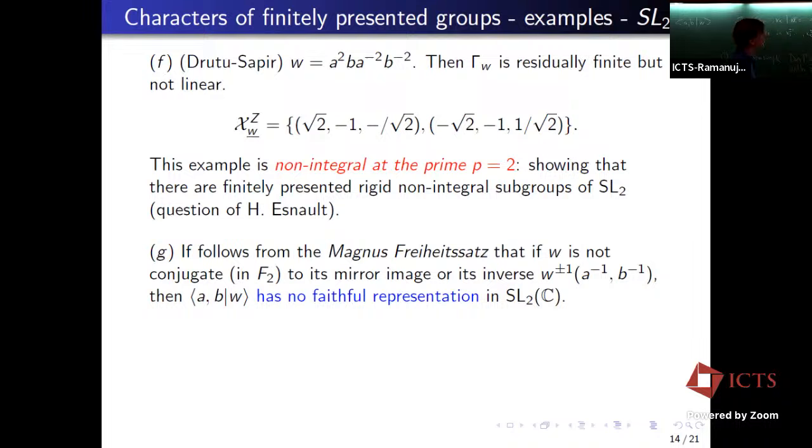information I have on this problem is a small remark, which is that using the Magnus Freiheitssatz, which is a theorem about one-relator groups, it's easy to see that if W is not conjugate in the free group to its mirror image, so you read the word from right to left instead of from left to right, or to the inverse of the mirror image, then this one-relator group has no faithful representation in SL2C. And this condition on the mirror image, if you take a random word, it happens very, very rarely. So this implies that for most words, this one-relator group, although it will have Zariski-dense representations in SL2C, they will not be faithful.